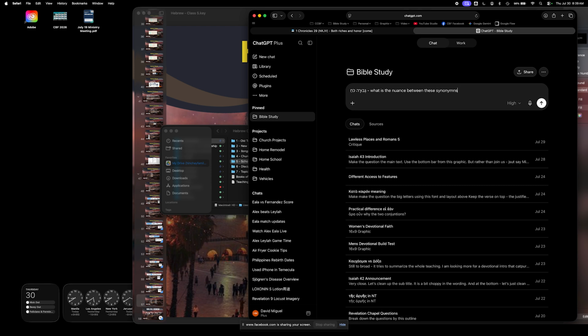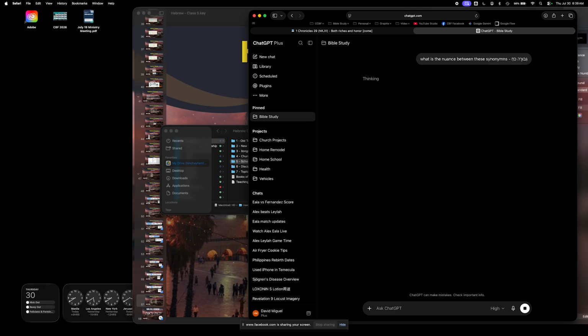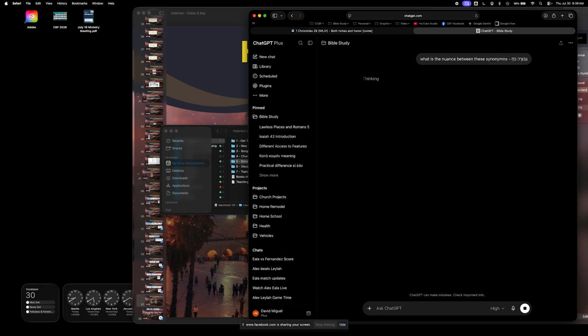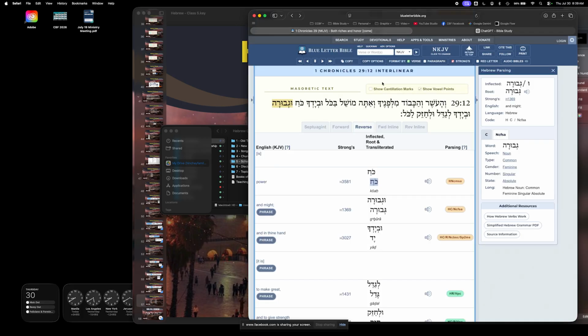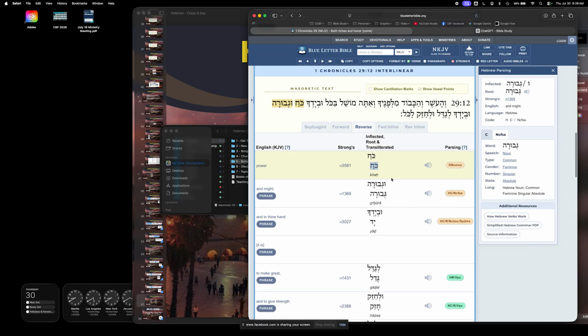These synonyms. I can go into something like ChatGPT or you can use Gemini. That's where they're really good for doing some original language research. What's the difference? What's the nuance between these synonyms? And they'll sit there and chew on it. So we'll give it a second. While it's thinking, we'll go back to our text. It'll probably take a couple of minutes.